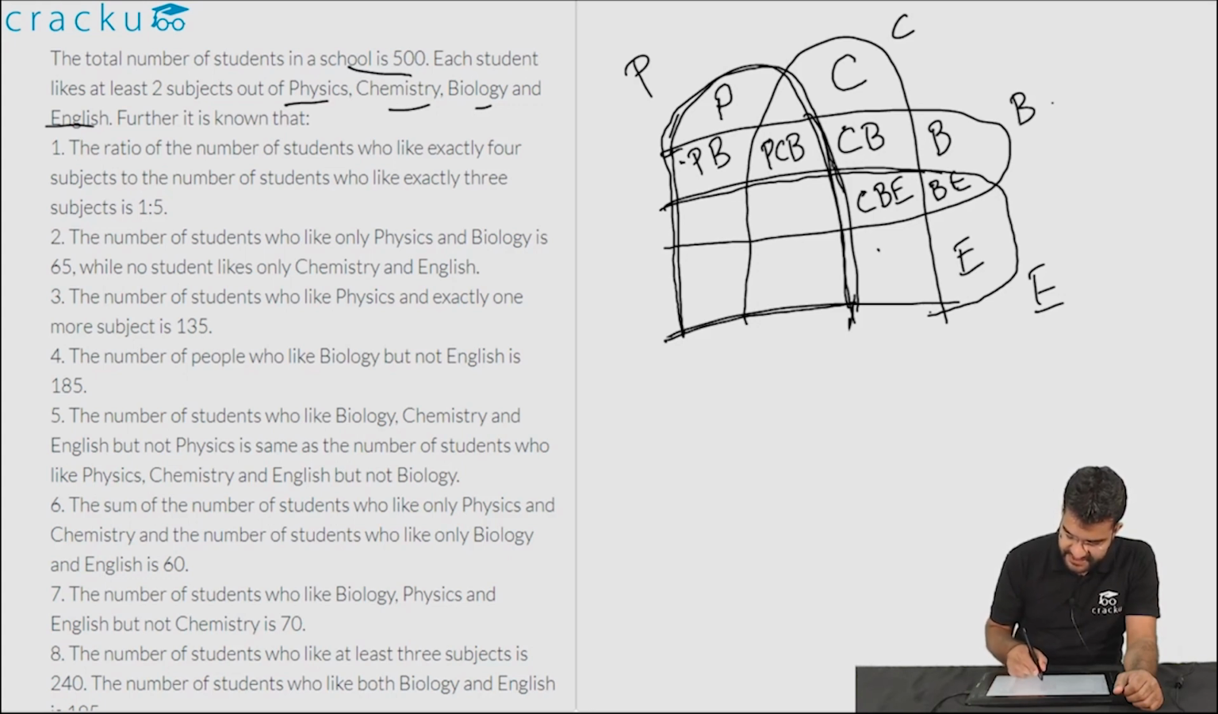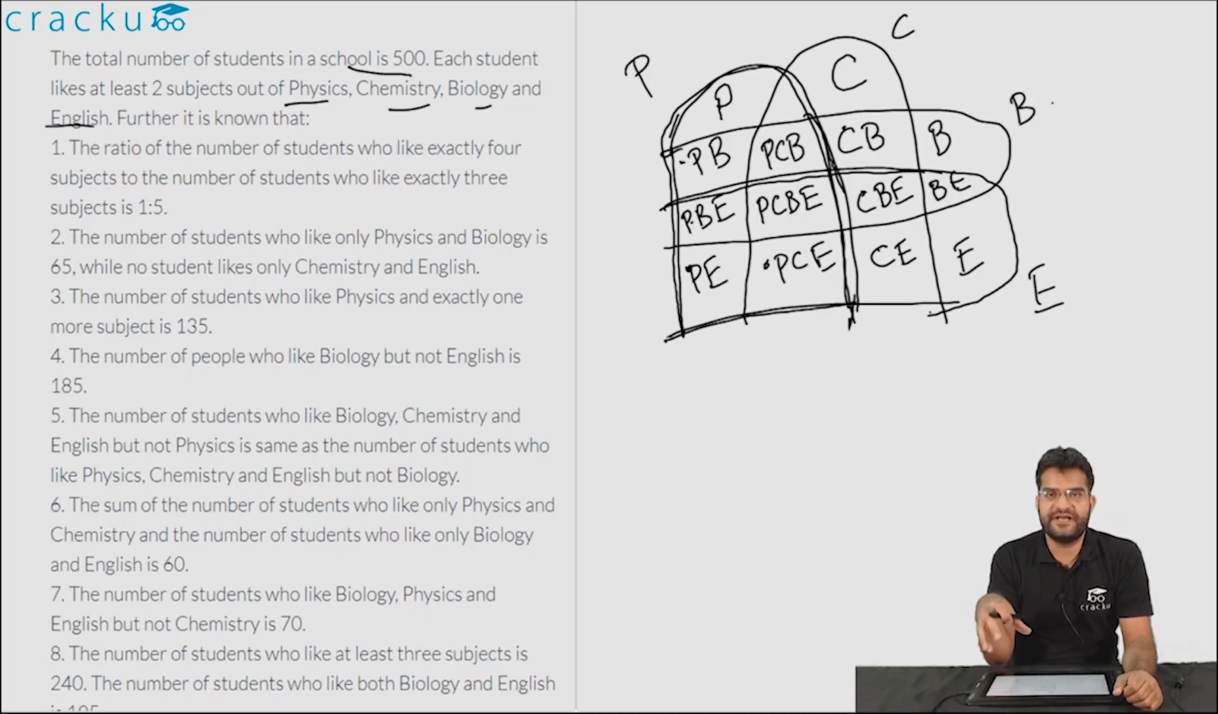This region has chemistry, but it doesn't have either physics or biology and it has English. So this is chemistry and English. Similarly, this region has physics, it has biology, it has English, but it doesn't have chemistry. So this is PBE. Similarly, this region has physics, but it doesn't have biology or chemistry. So this is physics and English. This has all 4. This is the overlap of all the 4 sets. And this has physics, this has chemistry, this has English. So this is PCE. Once you can get this kind of a structure in place, answering this question becomes a lot easier.